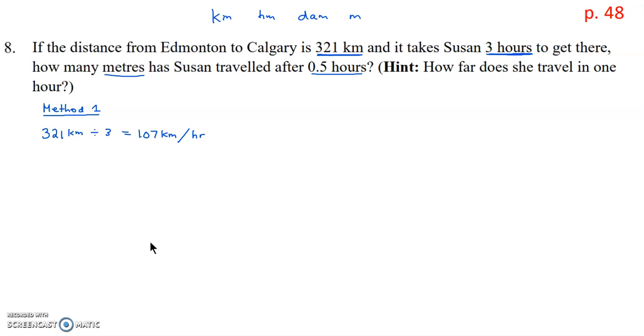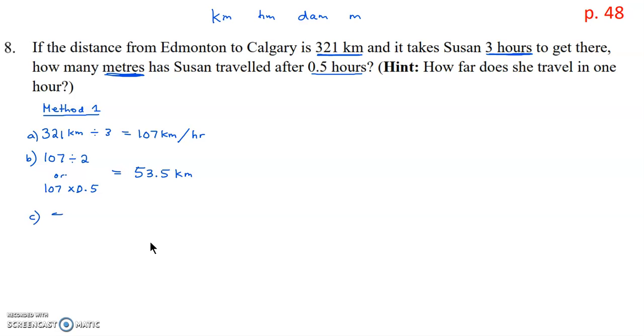So what we have to do then is calculate half of 107. We can do that by dividing by 2 or by multiplying by 0.5. Either one will give us half, or 0.5, of 107. So when we divide that by 2, we get 53.5 kilometers. Now the question wants the answer in meters. So now we're going to do our conversion.